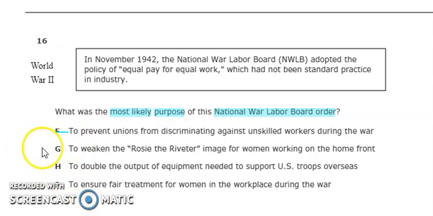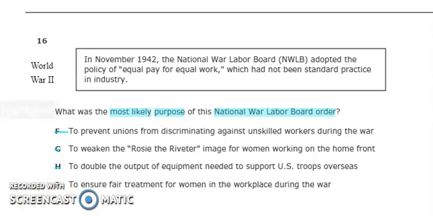Now, let us look at G, to weaken the rosy derivative image for women working on the home front. That is also not the answer because, if anything, this would strengthen the image. Remember, women were needed to work in these factories to do these jobs while the men were fighting away in the war. H, to double the output of equipment needed to support U.S. troops overseas. This is not really talking about production, how much equipment the soldiers need overseas.